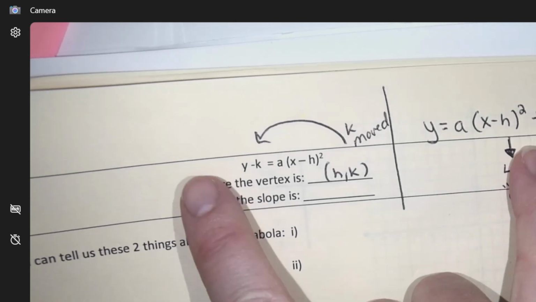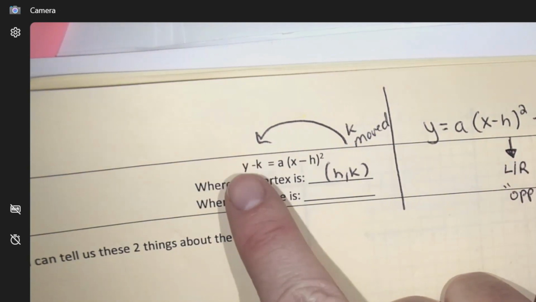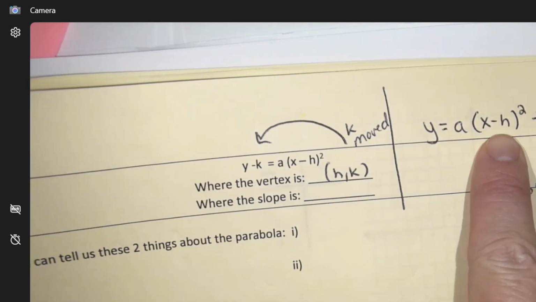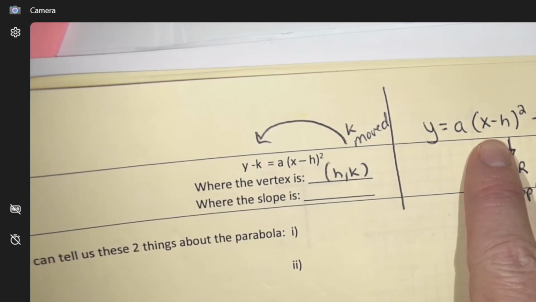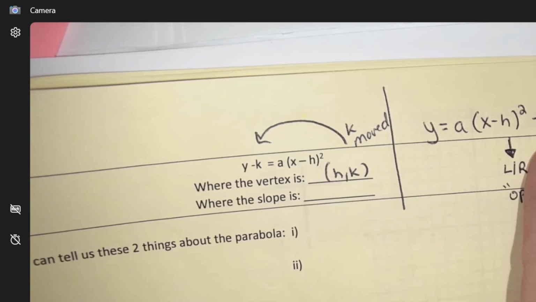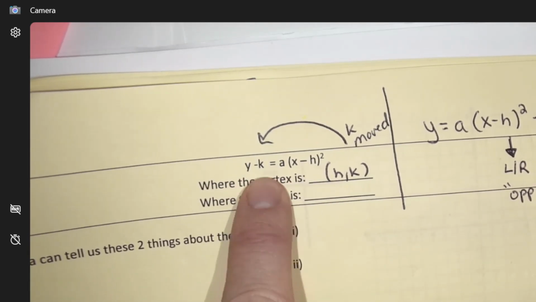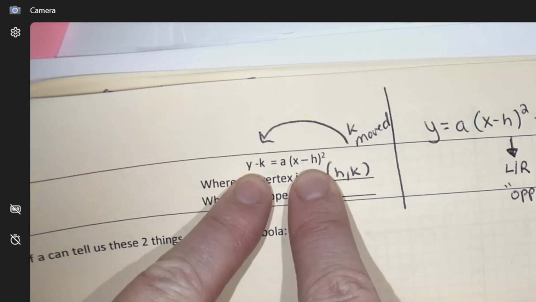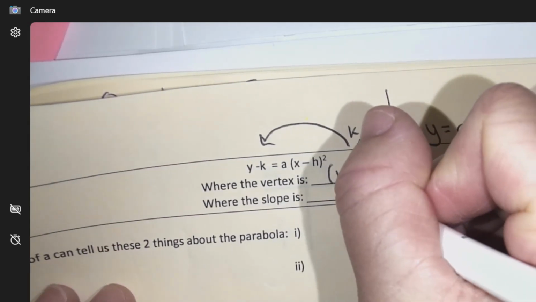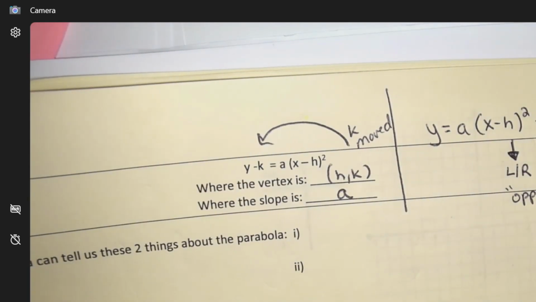Do you notice in these formulas, so you will get these formulas from me, do you notice how I did a minus sign and a plus sign? If you see a subtract sign in a formula, it's always going to be saying do something opposite. If you see a plus sign, it's going to say do the same thing. So here, what am I doing? Opposite and opposite. And the slope is going to be your A value.